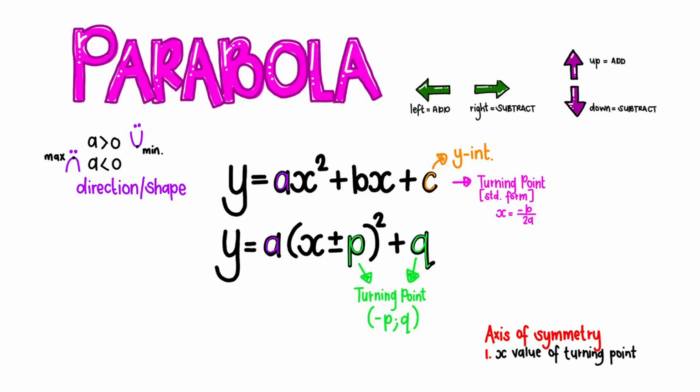So if I have the equation y is equal to a into x minus p all squared plus q, that p is the x value of the turning point and the q is the y value of the turning point, but the p will change its sign for the turning point. And then we'll have the turning point as a set of coordinates. Remember, the axis of symmetry of a parabola is the x-coordinate of the turning point. Another thing to note is that a parabola either has a minimum or a maximum value. It will have a minimum value if it's a smiley face, and it will have a maximum value if it's a sad face. And that you also need to remember.